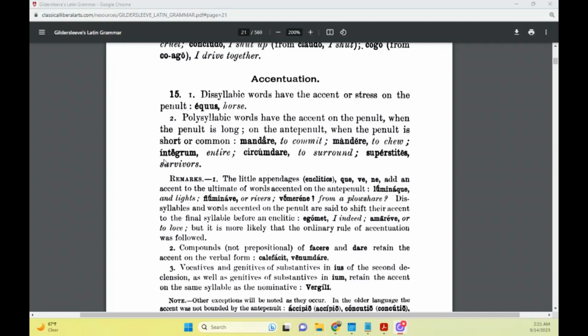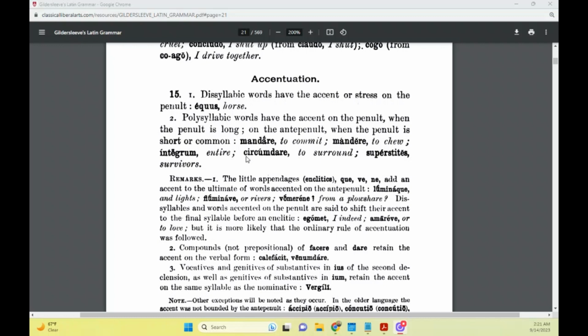Here we see the word integrum. And we see here that this e is marked as common. We see a long sign and a short sign. So we see that it's common. That means the antepenult will be accented. So it looks like integrum, but that's not correct. It should be integrum, because that second syllable, the penult syllable, is common.